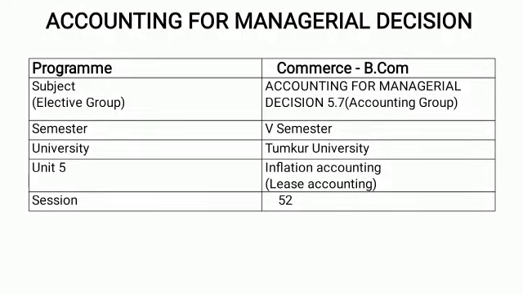Dear students, this lecture is for 5th Sem BCom. The subject is Accounting for Managerial Decision. Today's topic is Inflation Accounting and the subtopic is Lease Accounting. Unit 5, Session 52.